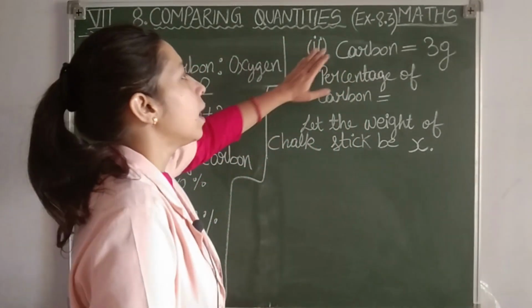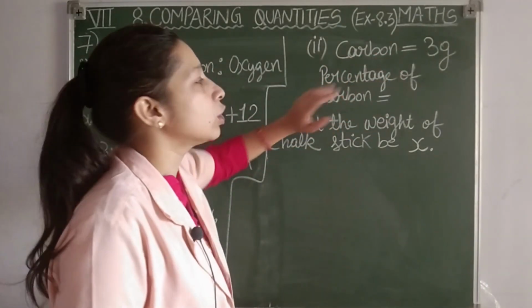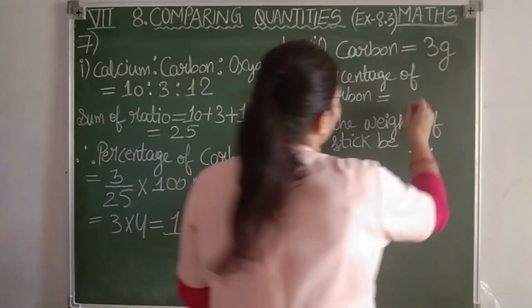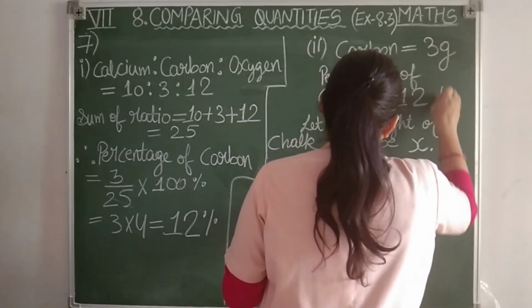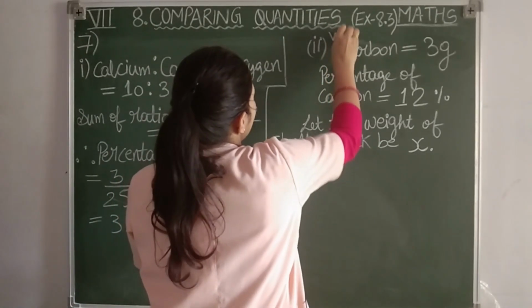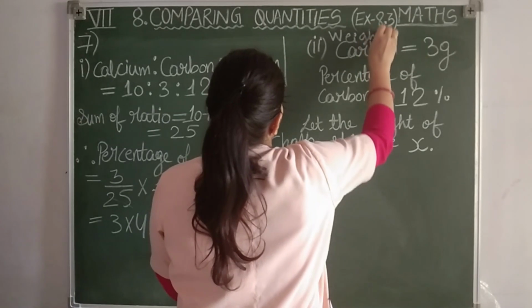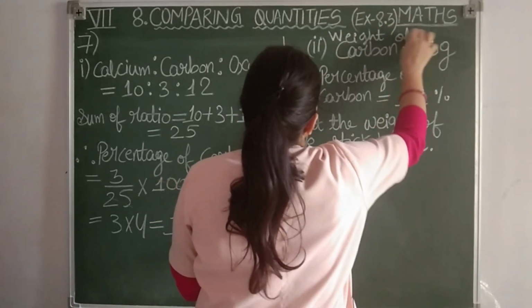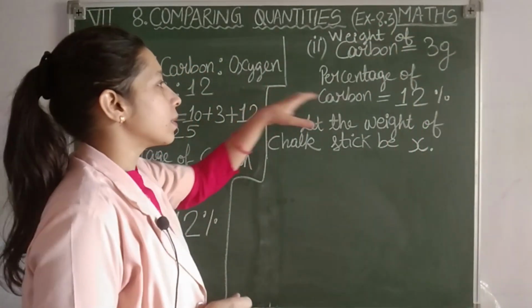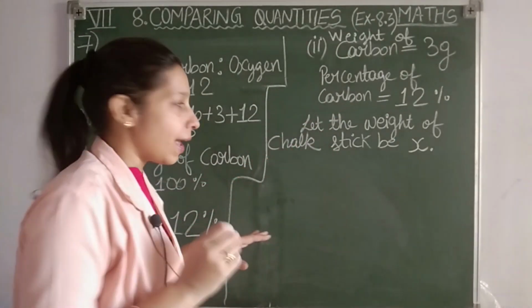See the second point. Weight of carbon is given, 3 gram. Then percentage of carbon is how much? 12%. So this 12% is equal to 3 gram. One thing, students, here I have not written weight. So your work, write weight with it, okay. Weight of carbon 3 gram. Percentage of carbon 12%. Then let the weight of the chalk stick be x.